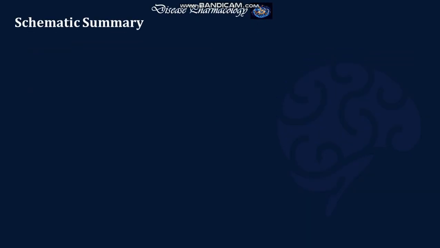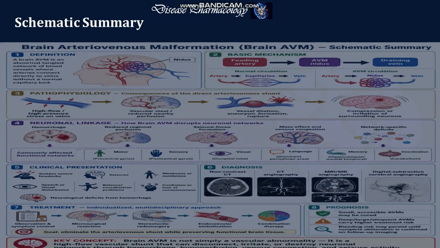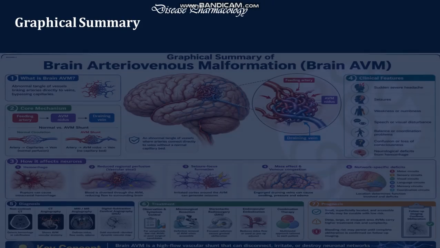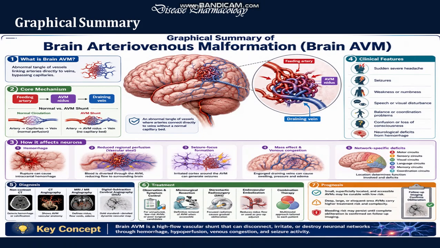And that is the schematic summary of the brain AVM, the graphical summary of brain arteriovenous malformation.